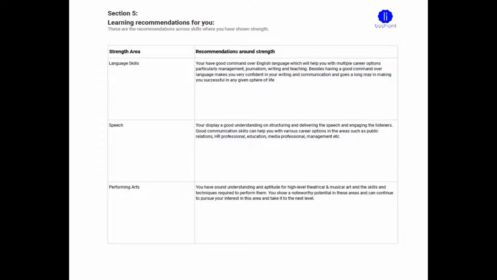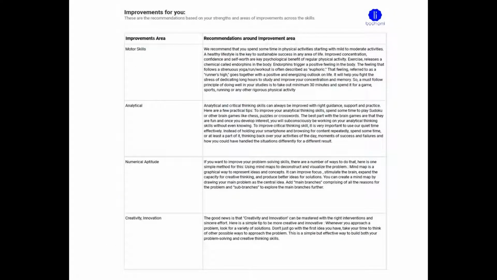Section 5 is on the skills-related learning recommendations for the student. Recommendations are based on the strengths and weaknesses the student has shown in 14 different skill areas. Recommendations around the 3 skill strengths show how the student can benefit from these strengths. Recommendations around the other 11 skills are on how the student can work on improving these skills and convert them into strengths.